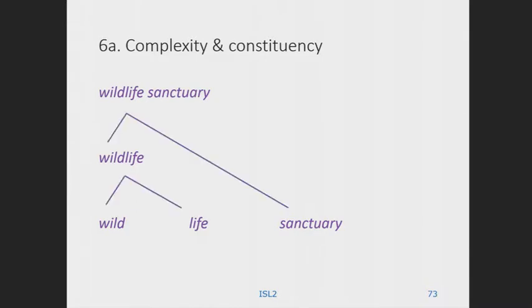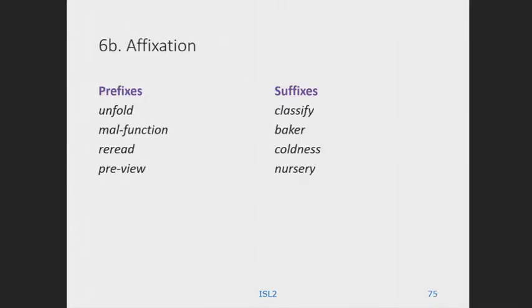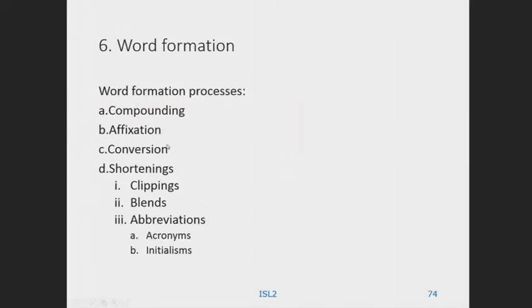before we turn it into the wildlife sanctuary. That's fairly straightforward, right? But remember, this is what we call a binary structure. If it's got just two arms, that is binary. Yeah. So much for compounding.